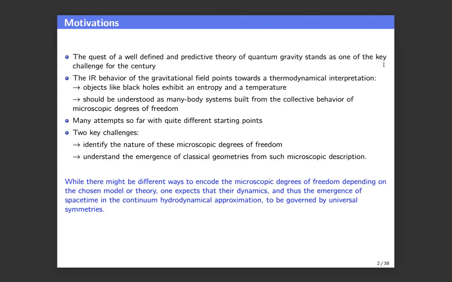So the main takeaway message is the following. The important point to understand is that even if you have different ways to encode the microscopic degrees of freedom depending on the chosen model or theory, you might expect that the dynamics of these microscopic degrees of freedom and the emergence of space-time in the continuum hydrodynamical approximation of the would-be quantum theory of gravity are governed by universal symmetry. From this point of view, the task is to first identify all these universal symmetries. So the question is how to systematically search for these symmetries in the classical theory.